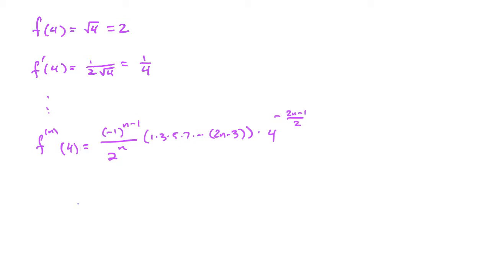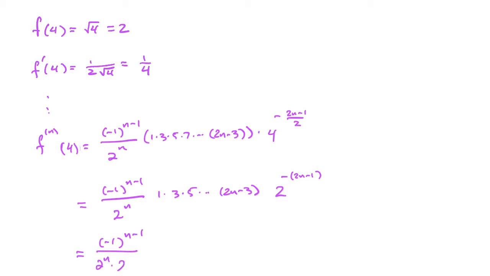But for that, we can simplify. We have minus 1 to the n minus 1 over 2 to the n, 1 times 3 times 5, all the way up to 2n minus 3. And we have a square root of 4, so we have a 2 to the negative 2n minus 1 power. Well, we can bring that to the denominator and simplify that. So we have a 2 to the n power times a 2 to the 2n minus 1 power times a 1, 3, 5, 7, all the way up to 2n minus 3.